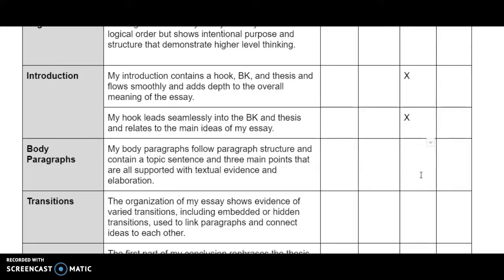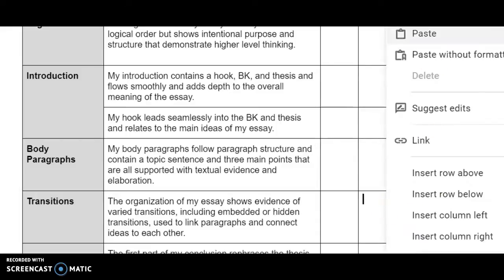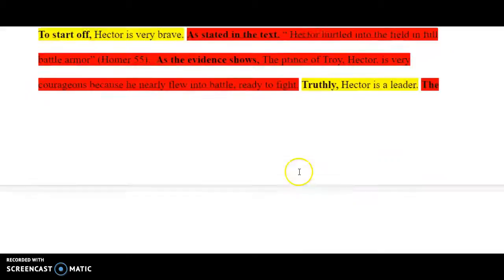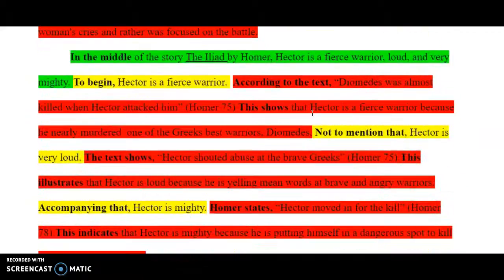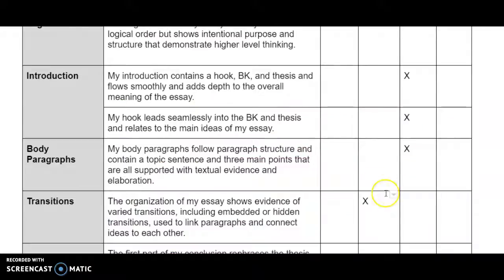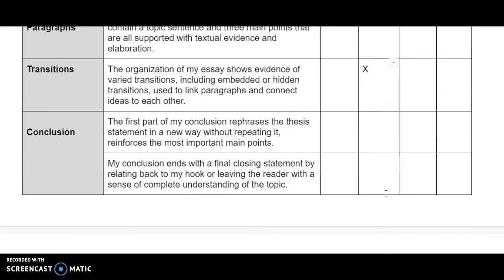Body paragraphs follow the paragraph structure. They do because it's highlighted and I double checked. And then transitions. There were a few that were a little bit weird in here that weren't actually transitions. At one point, truthfully, I'm not sure that's a transition. So I would go through and double check those because I'm not sure, and I'm going to mark those at starting to right now because they weren't quite there.